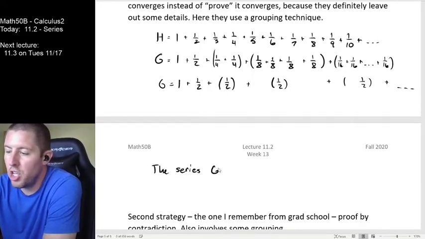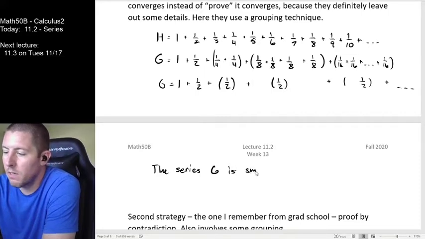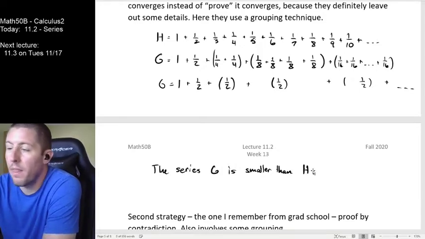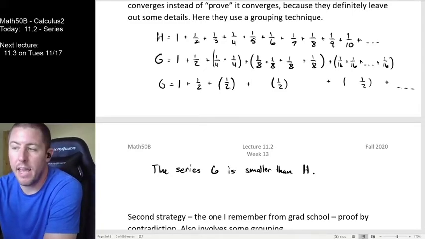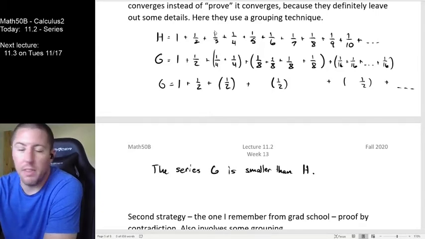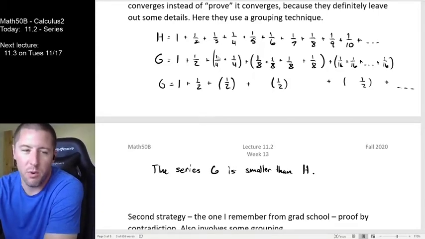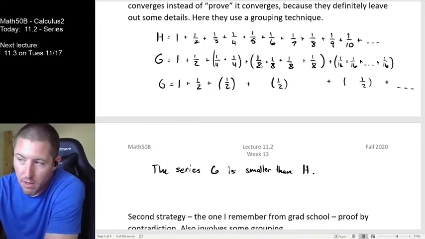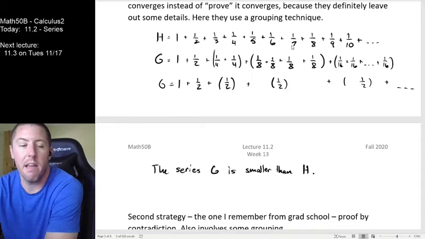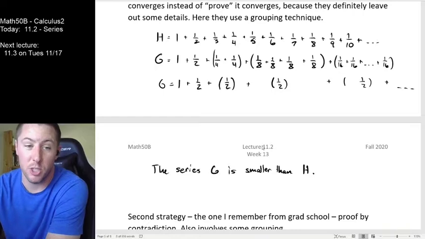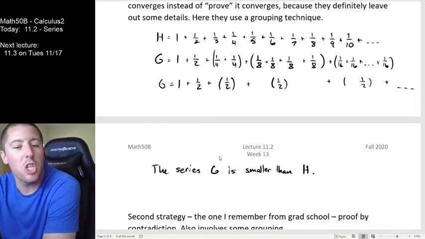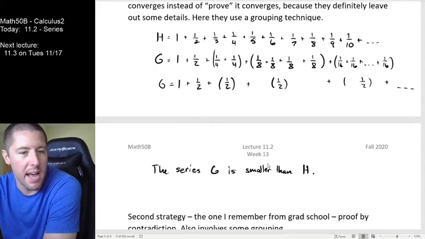The series G is smaller than H. That's statement number 1 that I want to make. The way I can tell that G is guaranteed to be a smaller sum overall than H is because every time I replaced a term, I replaced a term with something smaller than it, right? 1/3 was replaced with 1/4. 1/4 is smaller. 1/5 got replaced by the smaller number 1/8. 1/6 smaller is 1/8. 1/7 smaller is 1/8. So every time I replaced a harmonic series term, I replaced it with something smaller than what was in the harmonic series. Therefore, our total series G should be smaller in size than H.